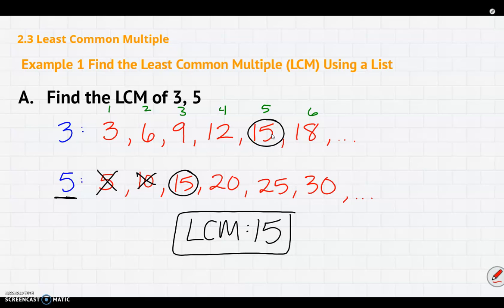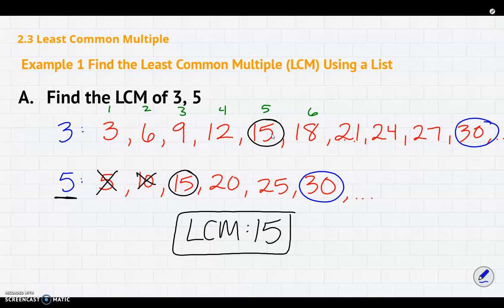Now, just imagine for a second that I continued my list for the number 3. So I went on to 21, 24, 27, 30. Well, notice now they both have 30 as a multiple as well. However, our least common multiple is still 15 because 15 is the smaller number out of the two.